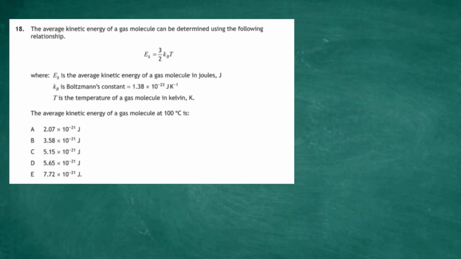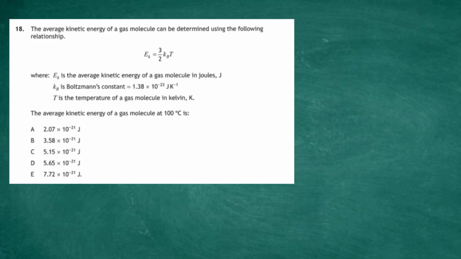Question 18. The average kinetic energy of a gas molecule can be determined using the following relationship. EK equals 3/2 K subscript B times T. And we're told what these things are. You've not seen this equation before in National 5, but don't worry, you've got all the knowledge to do this equation. So EK is the average kinetic energy of a gas molecule in joules, J, and K subscript B is a constant called the Boltzmann constant, and that's usually a number equal to 1.38 times 10 to the minus 23 joules per Kelvin. T is the temperature of the gas molecule in Kelvin, K. That's the only thing we have to remember here.